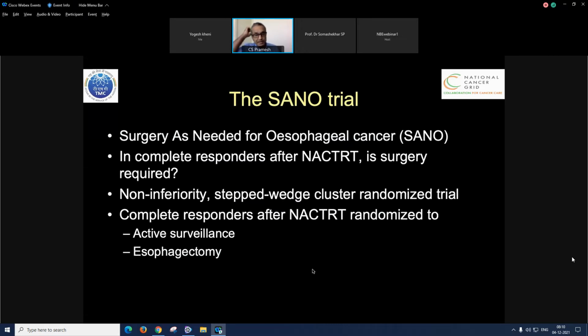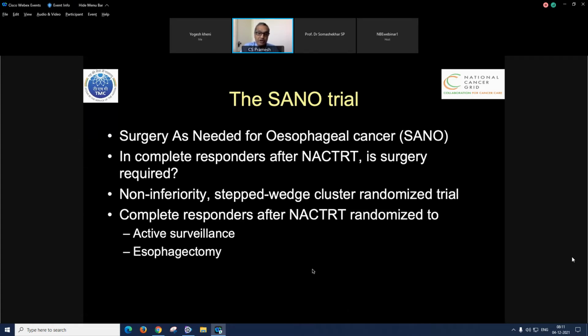This is based on the fact that in the CROSS trial, when they looked at squamous cell cancers, the response rate to neoadjuvant chemoradiation itself was in the range of 49%. And the question that they are trying to answer is, in those patients who have a complete response after neoadjuvant chemoradiation, is surgery required at all?